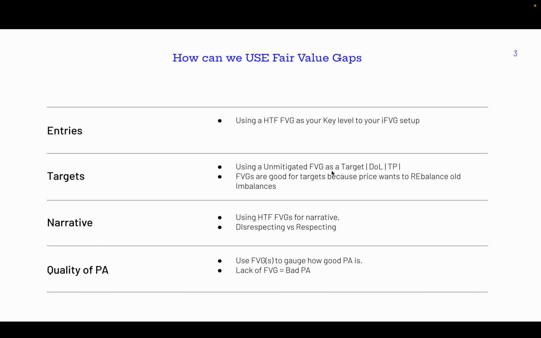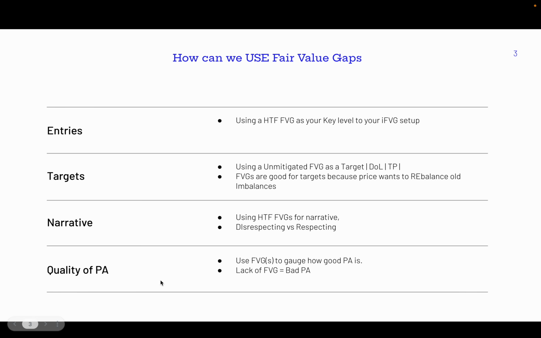Yes, you can use fair value gaps to distribute price, and you can also use fair value gaps to attract price. So your target could be liquidity pools, such as that unmitigated fair value gap, and then it's a good target because price wants to rebalance. Like, there's a reason to go to it. And then narrative, you can use fair value gaps on the high time frame to build your narrative, like disrespecting versus respecting. How is price reacting to bearish gaps? How is price reacting to bullish gaps? I'll get into that in a second. Not really any examples to go over.